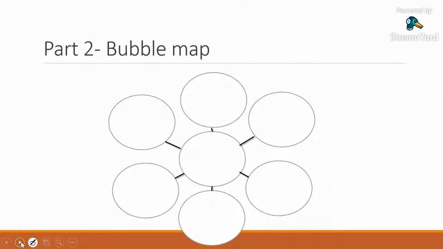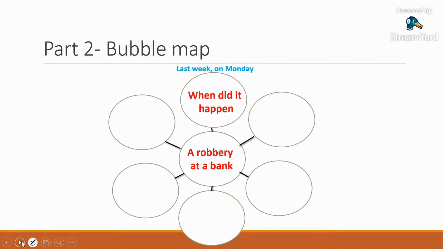Okay, let's look at the example. So we have a robbery at a bank. Look at the task. Are you supposed to write a story? So when did it happen? You can write maybe last week or on Monday. So when you get this sort of question, this is what you're supposed to do: write around the bubble map.